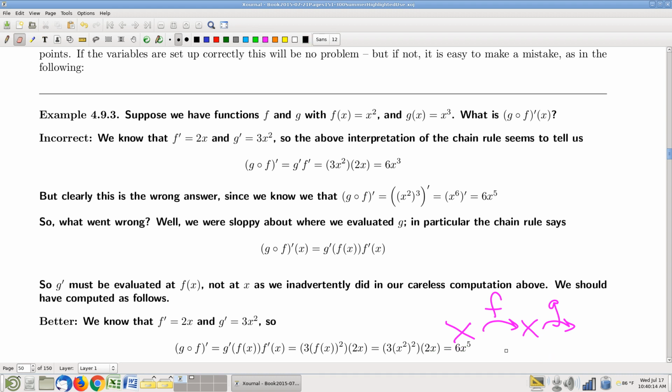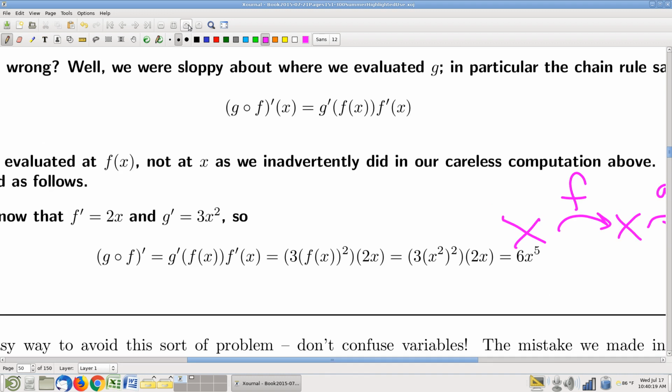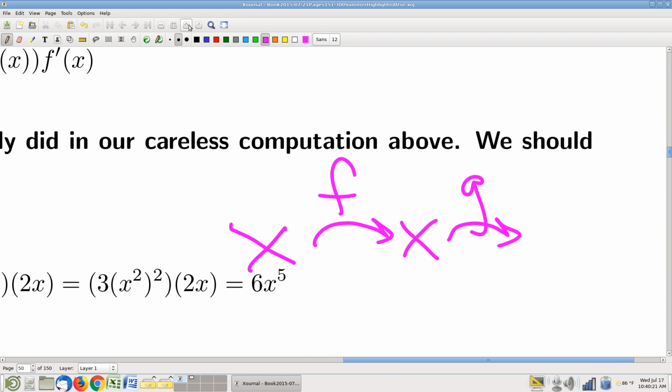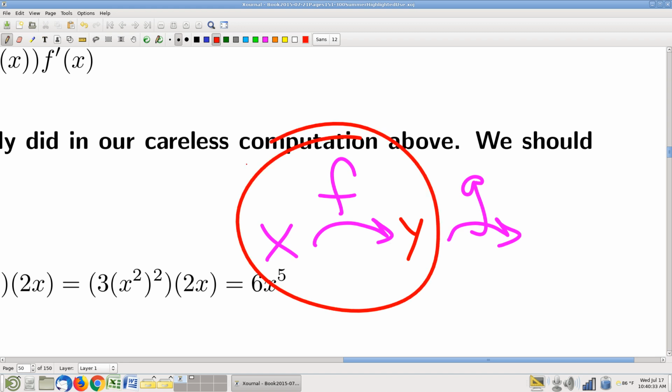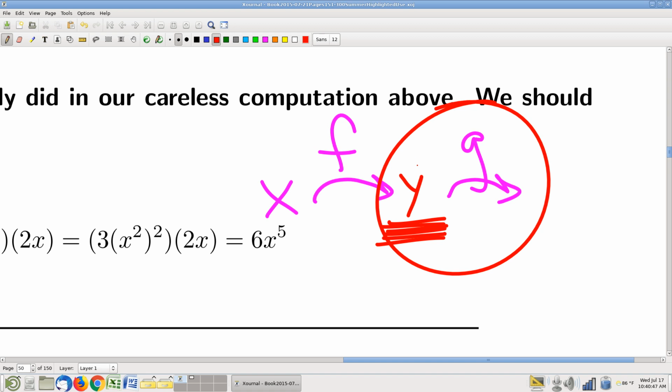So, looking at this diagram, the way that I would move from this is to say, look, if we're going to choose to say that x is the input variable for f, then I'm going to have to give the output variable a different name. Maybe I'll say the output from f is y. And if I am reasonably choosing y to be the output variable name for f, then that had better be what I put in to g. So I need to rewrite the function g.